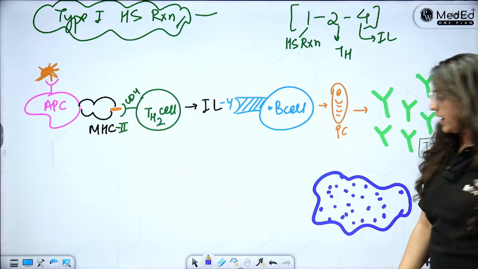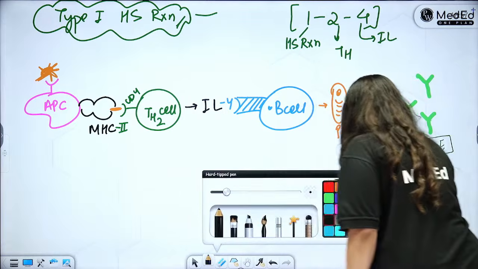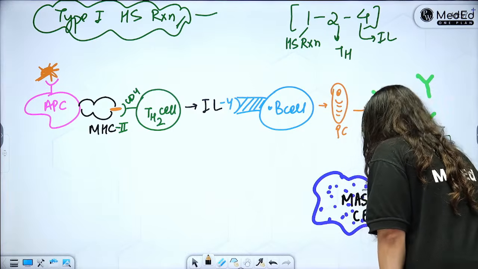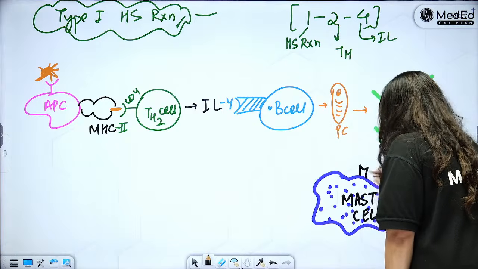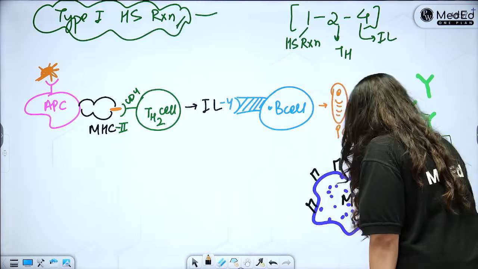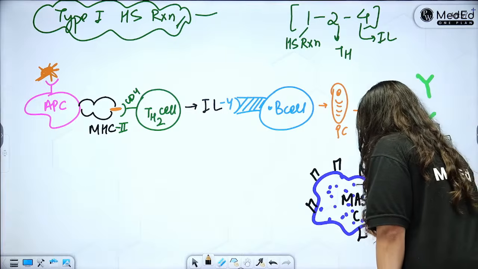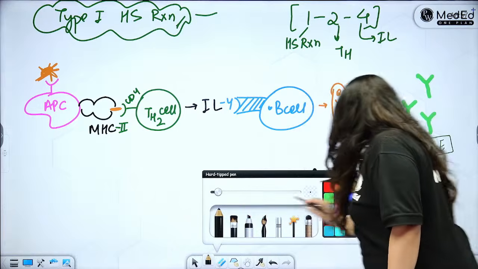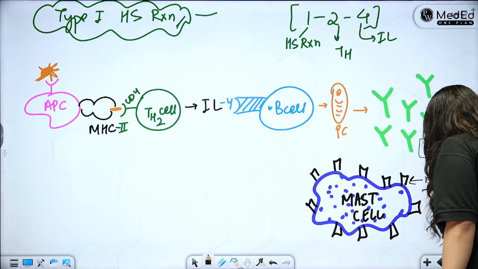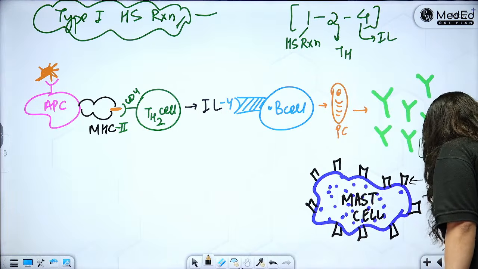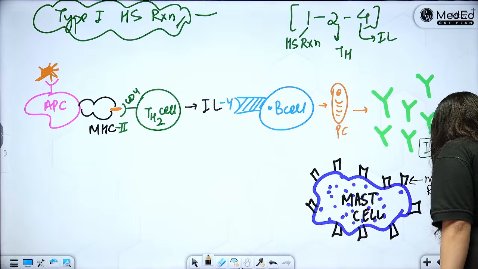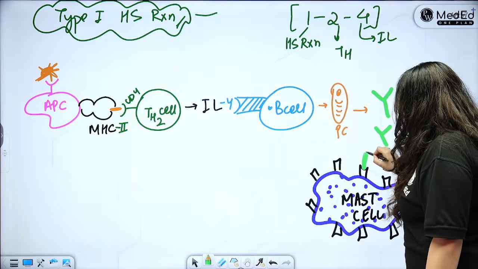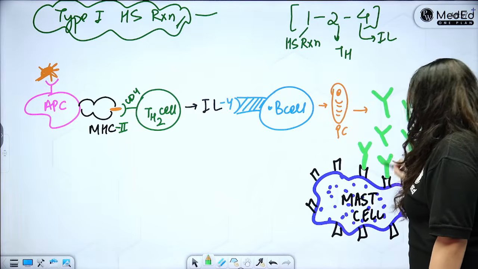This mast cell has some important receptors on its surface. You know what are these receptors? These receptors love IgE antibodies. What are these black guys? These are mast cell receptors. They love these IgE antibodies. So, these IgE which has been formed will bind to this from their Fc portion.